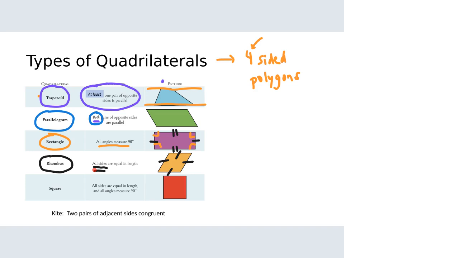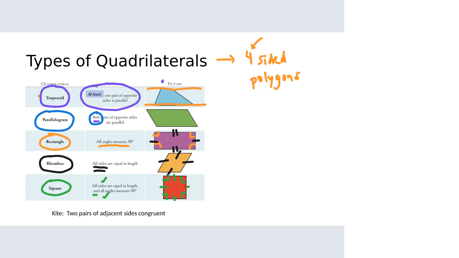Then we get to a square down here at the bottom. In a square, you're probably familiar with, all sides are equal in length and all the angles measure 90 degrees. So it has to be both of those things. The sides are equal and the angles are 90 degrees. So in a square, all four angles are 90 degrees and all four sides are the same length. Very specific about that square.